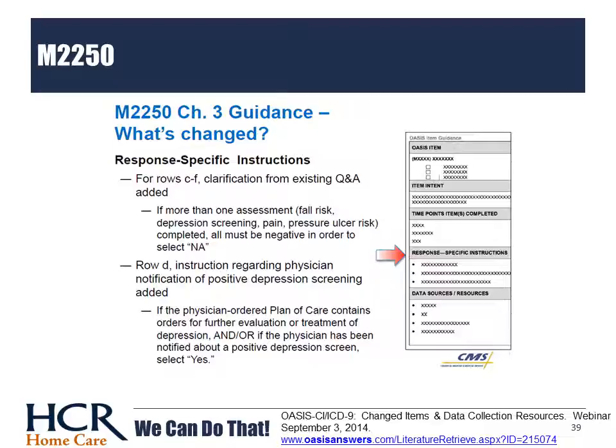And then the biggest change to 2250 is in row D, which is regarding depression screening. Now, if the physician-ordered plan of care contains orders for further evaluation or treatment, and/or the physician was notified of a positive depression screen, then you can respond yes to that item.